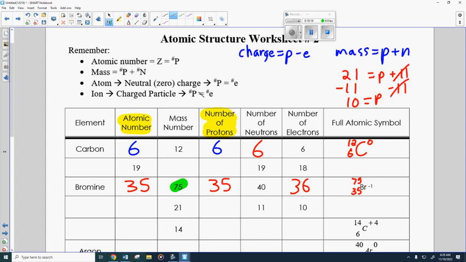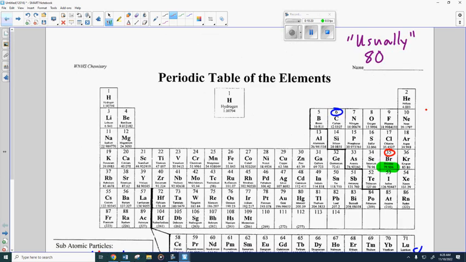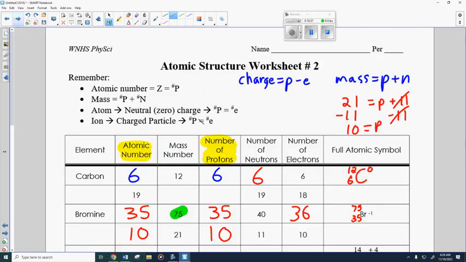So I've got 10 protons, which means I automatically have an atomic number of 10. And what element do I have to be talking about? Going back to my periodic table, element number 10 right here. Oh, that's neon. Okay, cool. So this must be neon.